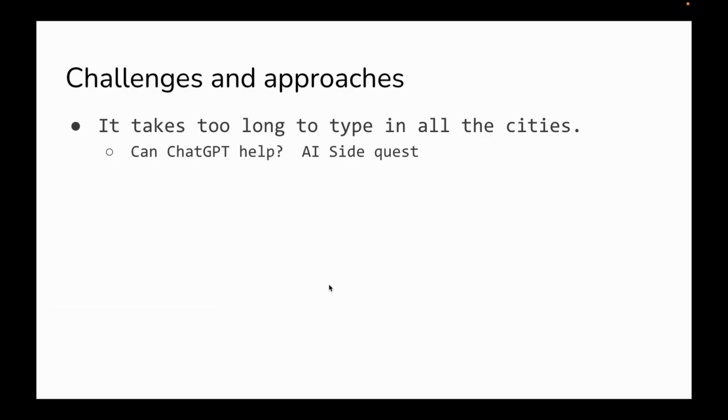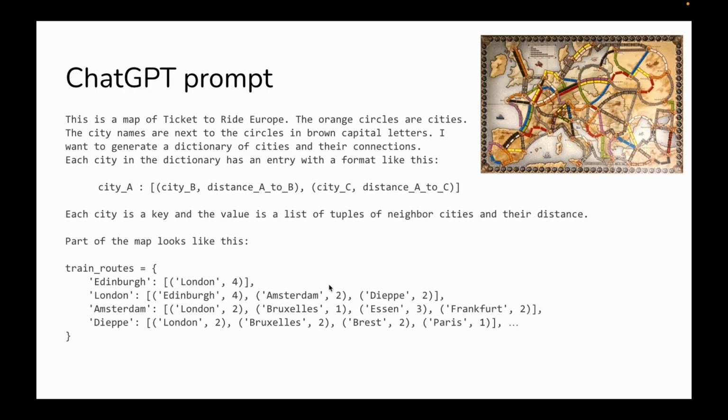Can we use ChatGPT? We took a little AI side quest. We uploaded the picture of the board with our prompt. This is a map of Ticket to Ride. The orange circles are cities. The names next to the circles are in brown capital letters. I want to generate a dictionary of the cities and their connections. Each city in the dictionary has an entry with a format like this.